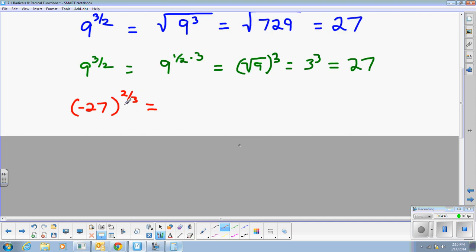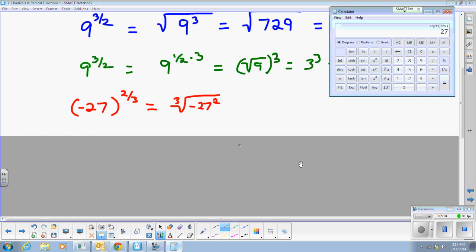Now I have the 2 methods that I showed you up above. One method would be the first one. I'm going to take this and I will write the cube root of negative 27 squared. Well, I don't know negative 27 squared off the top of my head, so I'm going to do that on my calculator.